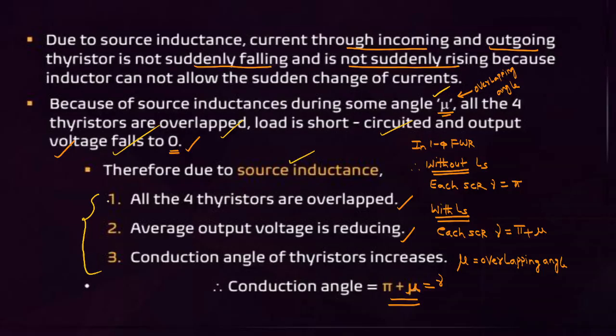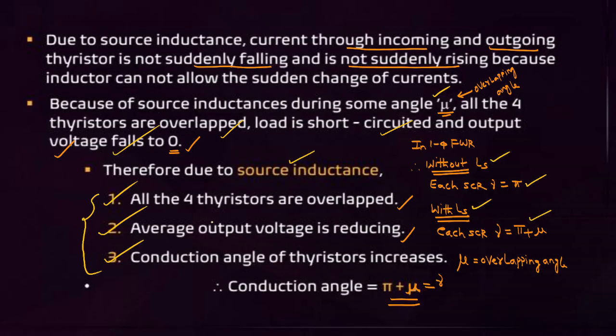These are the different effects due to source inductance. One is that all the 4 thyristors are overlapped in a full wave or fully controlled rectifier. The average output voltage is reducing. The conduction angle of thyristors is increasing. We know that in a full wave rectifier without source inductance effect, each SCR conduction angle is pi. If we consider the source inductance effect, each SCR conduction angle is pi plus mu. Conduction angles are increasing, average output voltage is reducing, and all the 4 thyristors are overlapping.